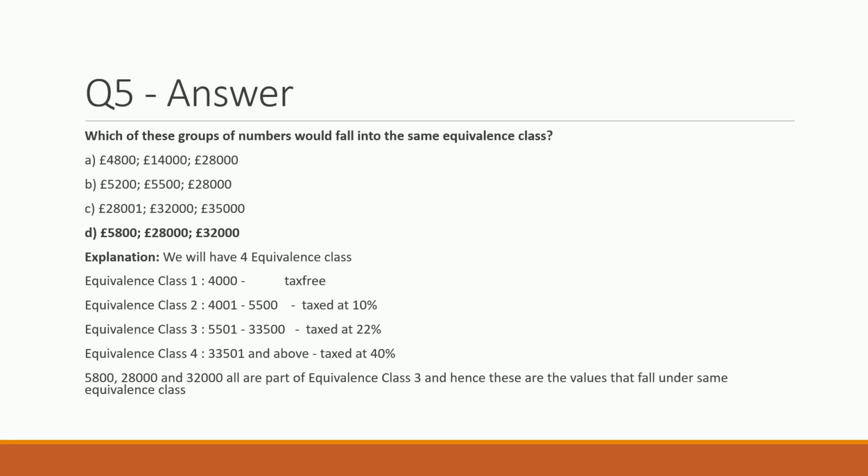The answer is D, because as you can see in the explanation, I have divided it into 4 equivalence classes: 4,000 tax free, 4,001 to 5,500 taxed at 10%, 5,501 to 33,500 taxed at 22%, and 33,501 and above taxed at 40%. So only D is the option, 5,800, 28,000, 32,000. These 3 numbers fall in the same equivalence class, which is equivalence class 3.